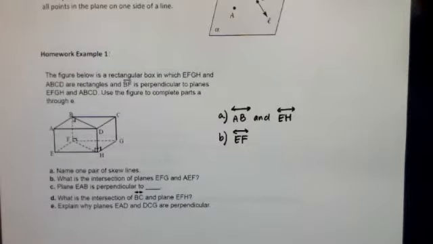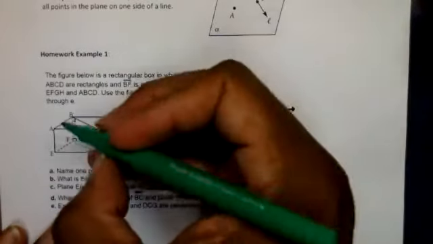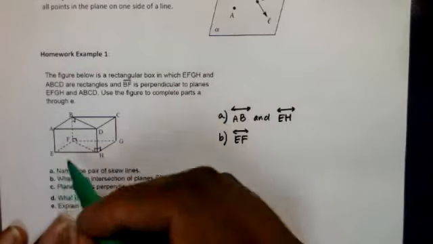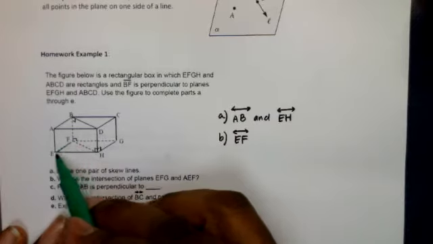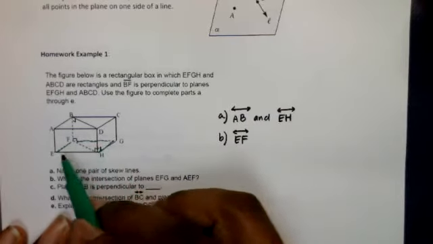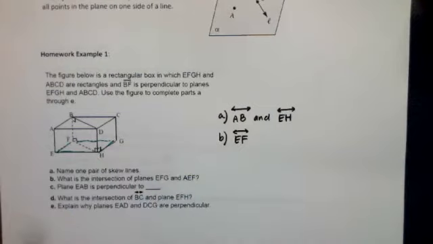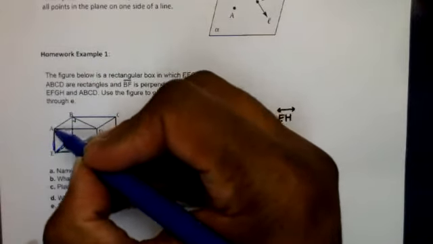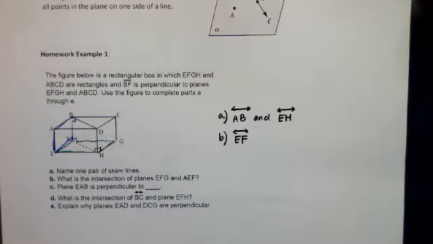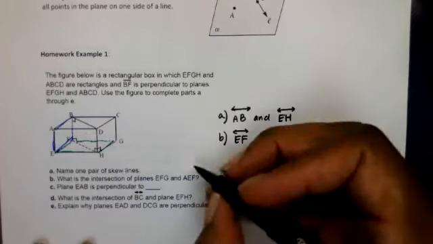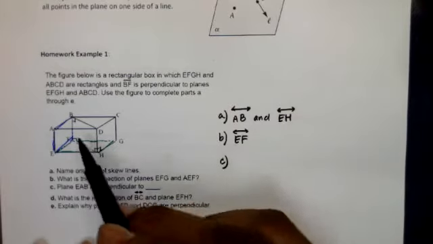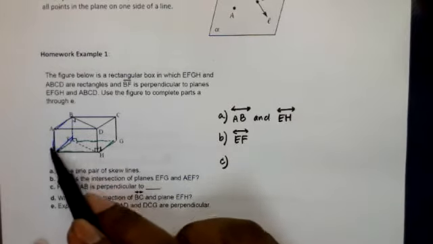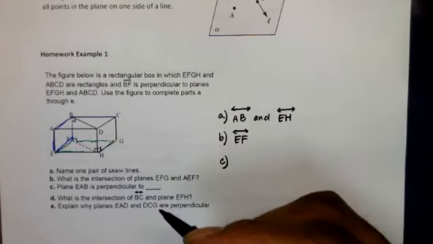Okay, and maybe if I show this in colors, this might help. EFG is down here. That's that plane. And then AEF is this plane. And the intersection line is EF. Okay. Part C, plane EAB. EAB is this one on the far left. Is perpendicular to what?